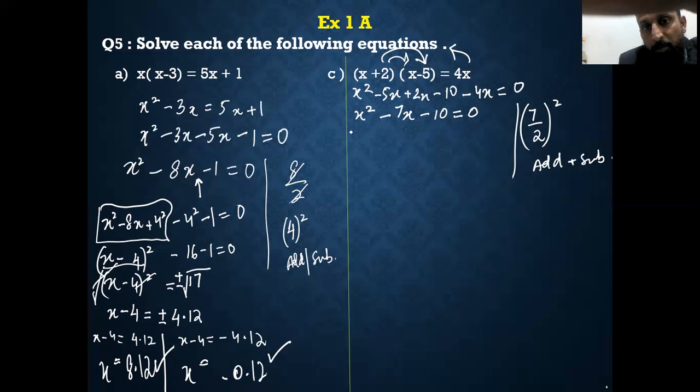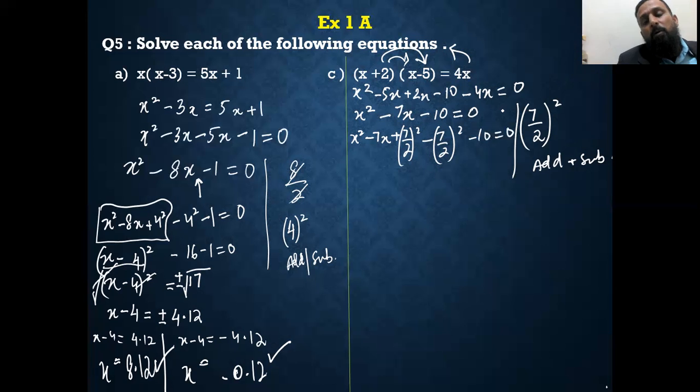All right, dear students, so x squared negative 7x, then plus 7 upon 2 whole square minus 7 upon 2 whole square, negative 10 equals 0. So the first three terms, x squared, negative 7x, and plus 7 upon 2 the whole square, make an identity, x minus 7 upon 2, the whole square.